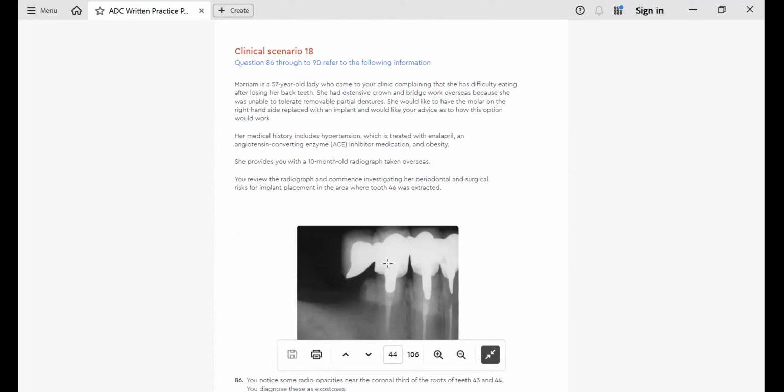So this is the bridge that this patient has. She has difficulty eating after losing her back teeth. She has had a lot of bridge work done overseas and was unable to tolerate a removable partial denture. She would like to have an implant. Medical history includes an ACE inhibitor and obesity. There is a 10-month-old radiograph, which was taken overseas.